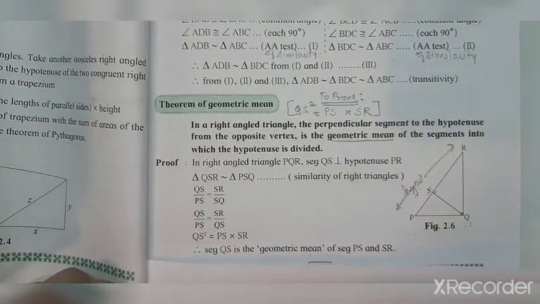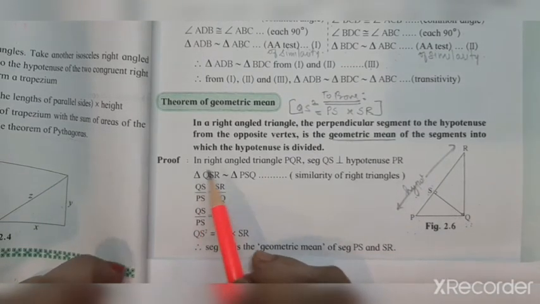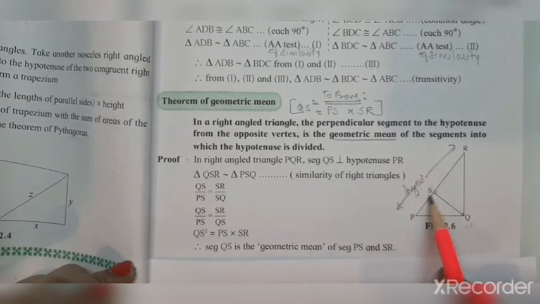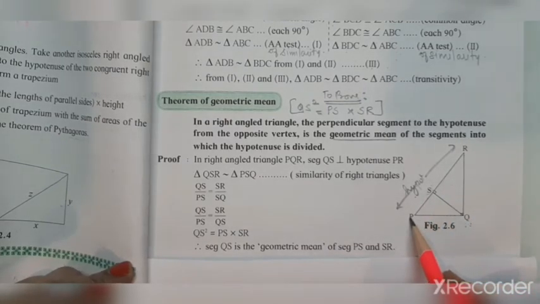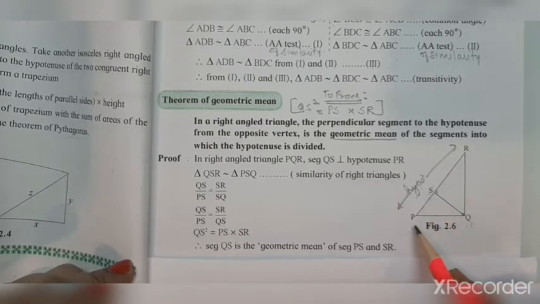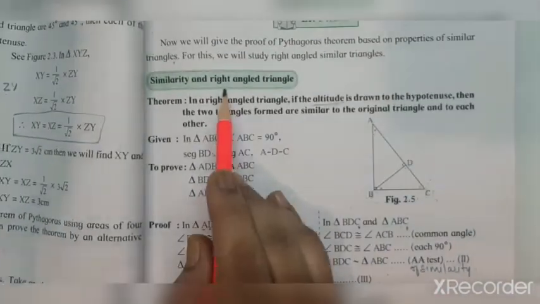Okay. Now, we start the proof here. In this given right angle triangle, QS is perpendicular to hypotenuse PR. Okay, if QS is perpendicular to the hypotenuse PR, we can use similarity of right angle triangle. Just before this, what we studied, the theorem.